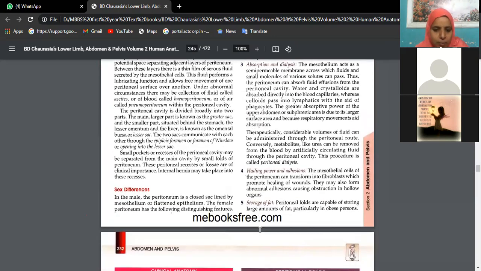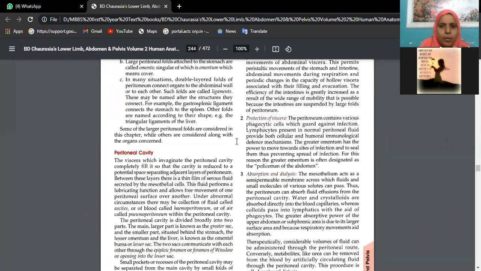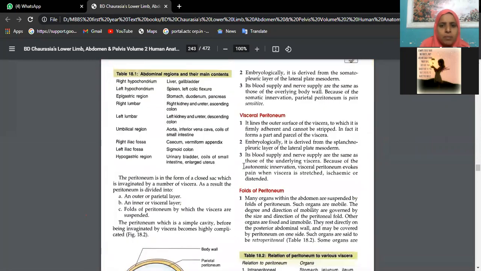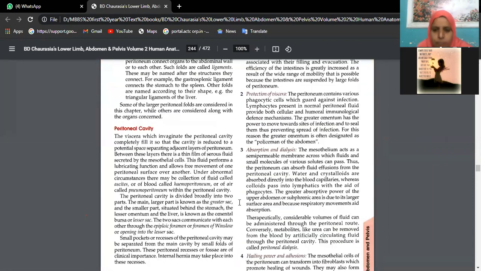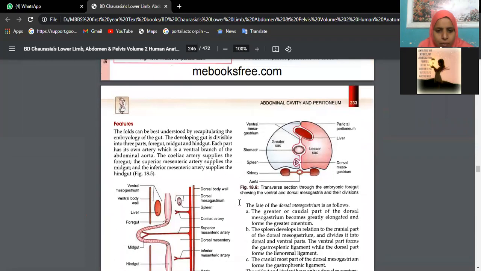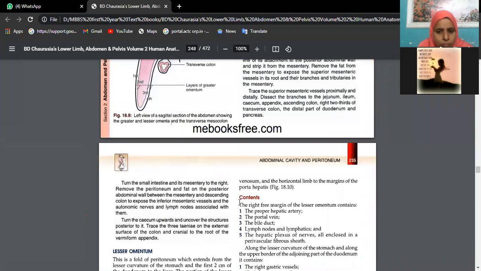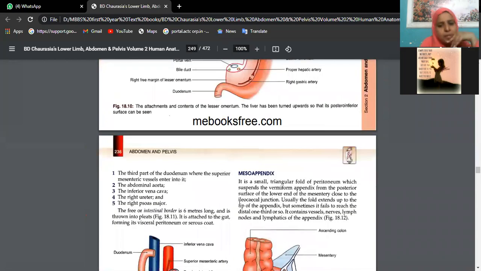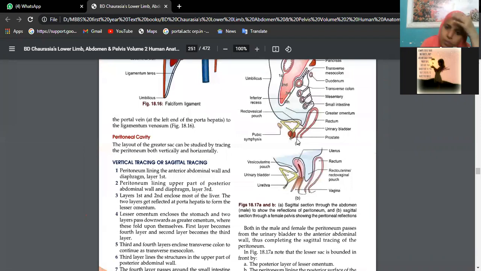Just a minute, beta. Okay, beta. Now see here. Now we will see these peritoneal folds. That page is missing here. Maybe, yeah, I am looking for this page only.